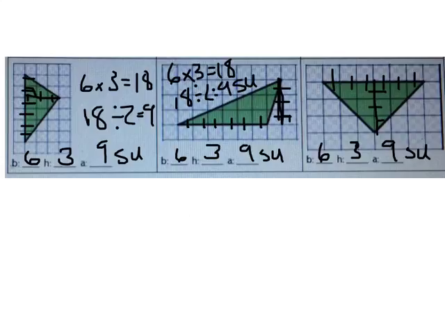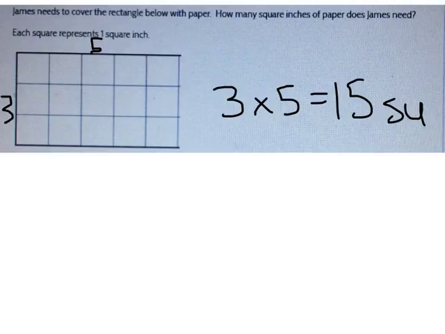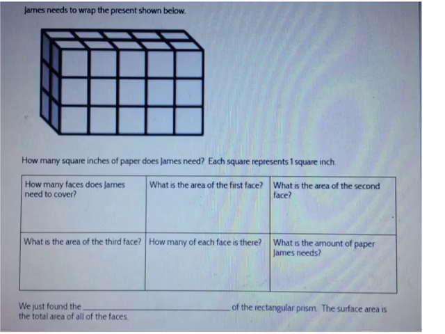Now let's jump into today's lesson. James needs to cover the rectangle below with paper. How many square inches of paper does James need? Each square represents 1 square inch. So, what is the area of this rectangle? The area is 3 times 5, or 15 square units.